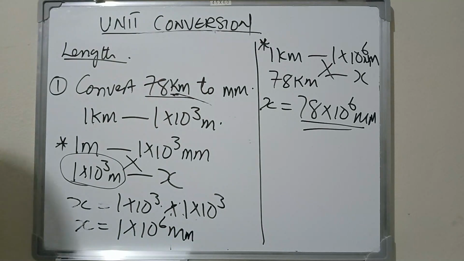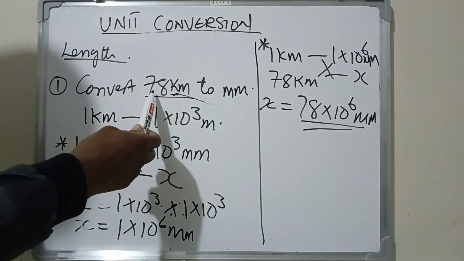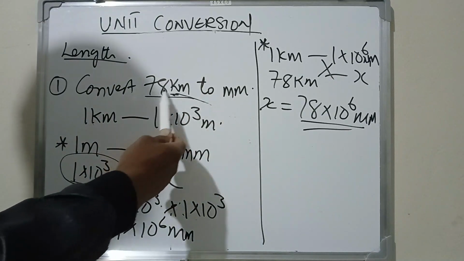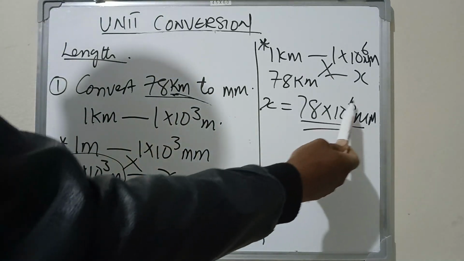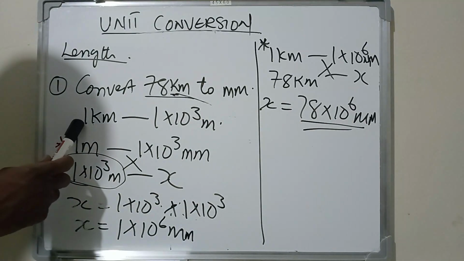So this is how you convert. So that is the final answer. So we have converted 78 kilometers to millimeters, or if the question comes like how many millimeters are in 78 kilometers, they are 78 times 10 to the power 6 millimeters. But always keep this relationship.